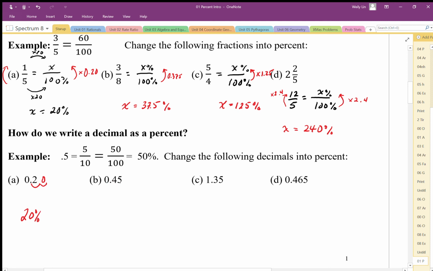Here we're going to move that decimal point over 2 places, so we end up with 45%. We move this over 2 places, that's 135%. Here we're going to move it over 2 places, and we get 46.5%.